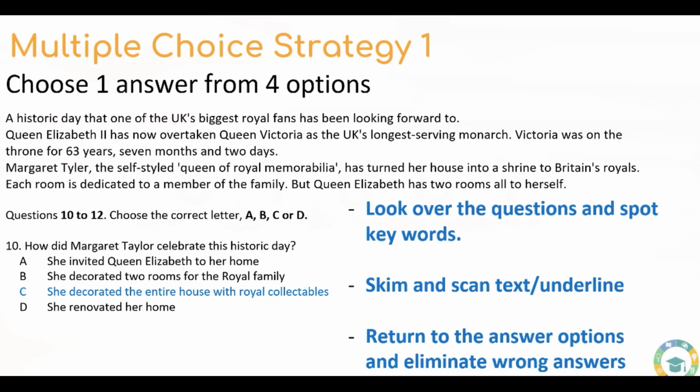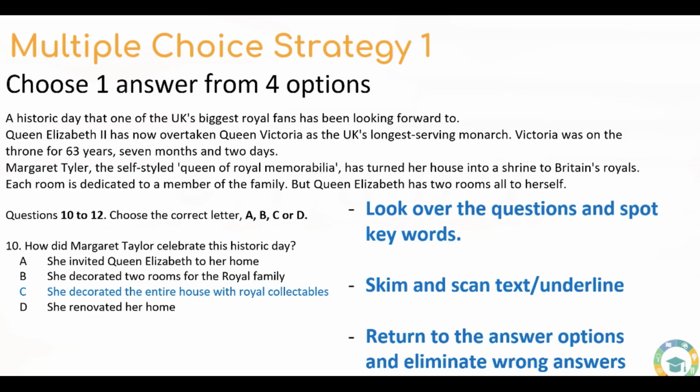The 2 tricky answers are B and C. B, she decorated 2 rooms for the royal family, is possibly correct, as in the passage it does mention 2 rooms. But that's not all that it talks about. C, she decorated the entire house with royal collectibles is the right answer. Collectibles is a synonym for memorabilia, so I can find that in the text and quickly answer this question.